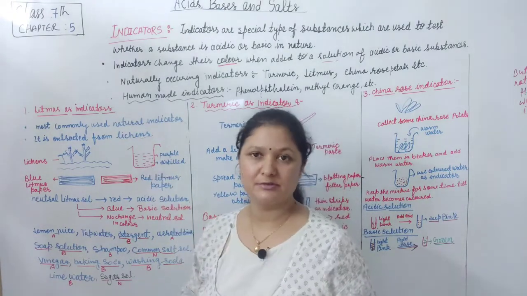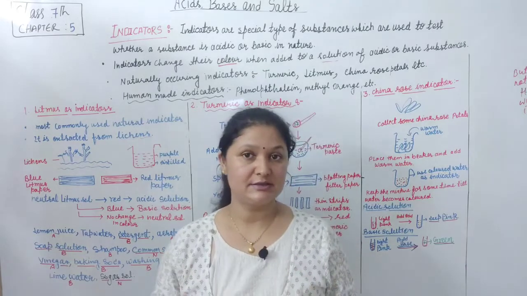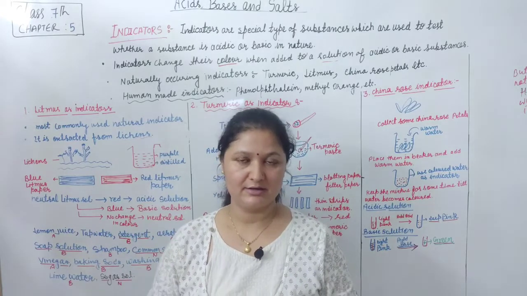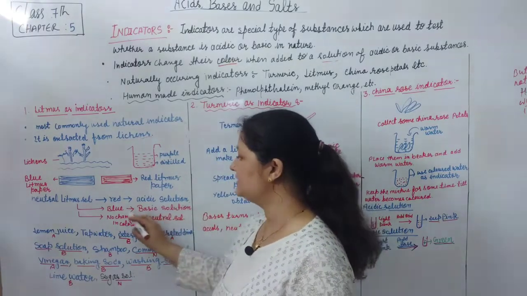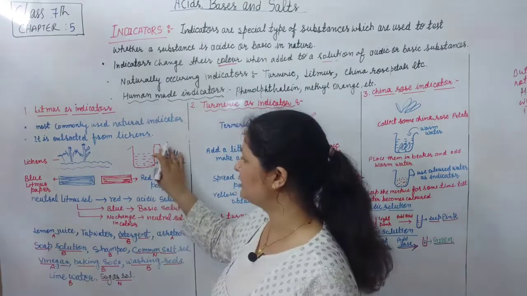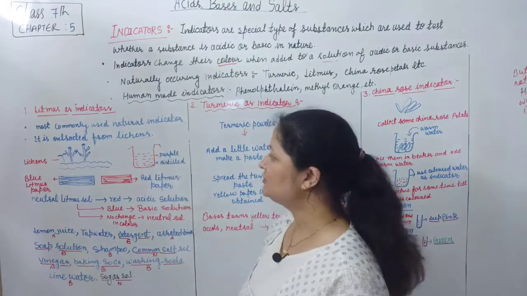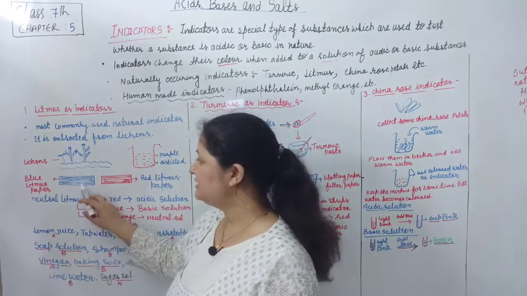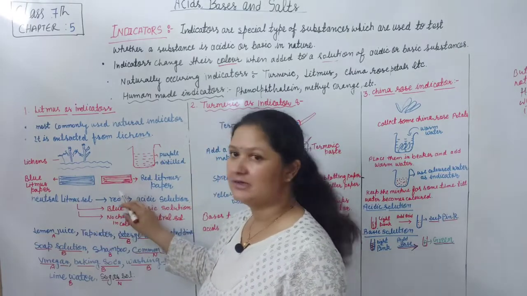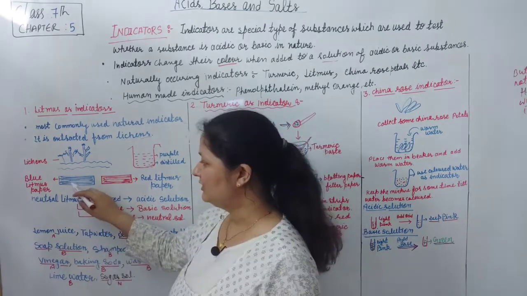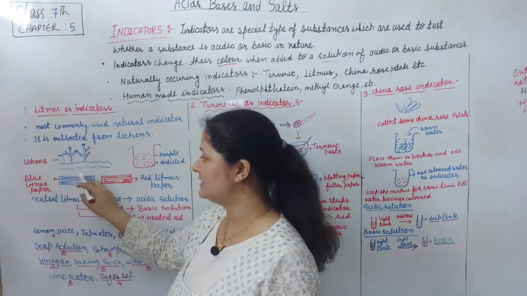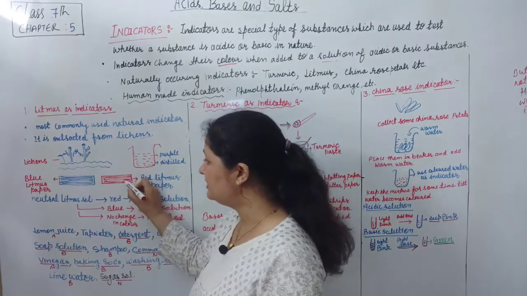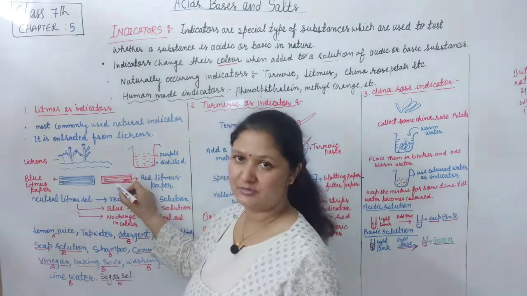So what are the neutral substances? The neutral substances are those substances which are neither acidic nor basic, right? If the solution is neutral, there is no change in color in this neutral litmus solution. Now students, litmus is also available in the form of paper strips. This is blue litmus paper and this is red litmus paper, right? And blue litmus paper turns red in acidic solution and red litmus paper turns blue in basic solution.